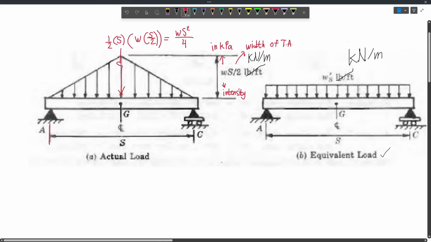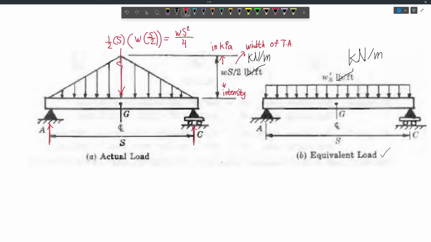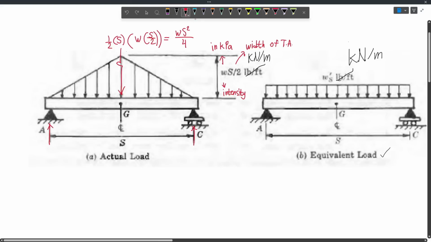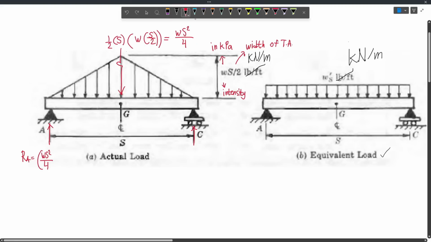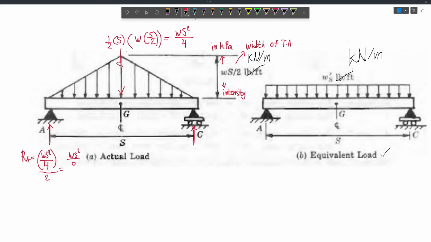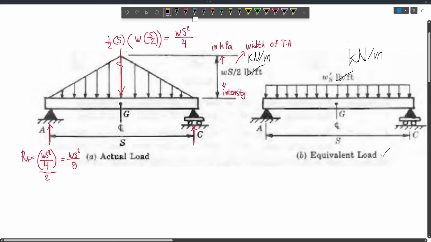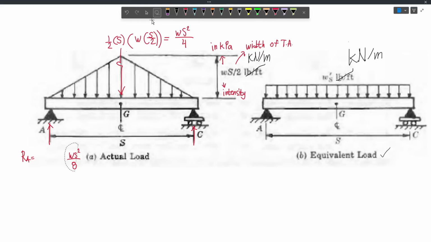And so yung reaction dito sa A saka C will be half ng WS squared over 4. And so that will be WS squared divided by 8. So let's say RA is equal to WS squared over 4, which is the resultant, divided by 2. And then this will give us WS squared divided by 8. And so ito na yung reaction natin at A. And so erase ko na lang to.